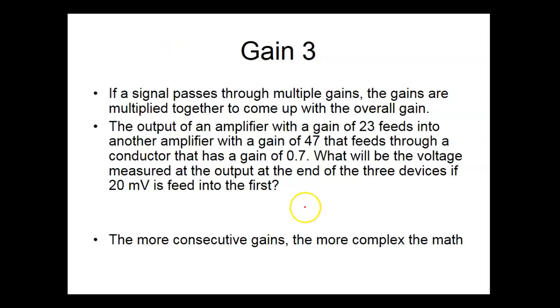So that means if I come through a bunch of amplifiers, and I'm just going to draw it like this. This guy here has a gain of 10. This has a gain of 3. This has a gain of 4. Then what's my total gain going to be?